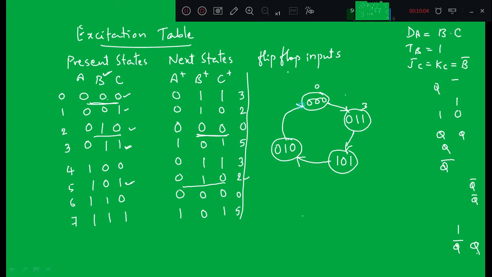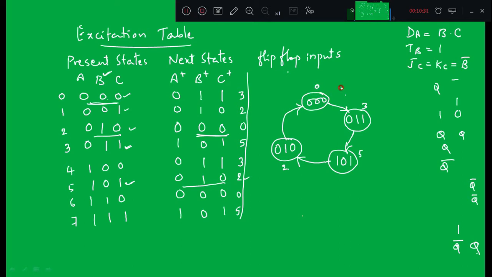It is already there in the state diagram. We just represent it using arrow. That means we have only 4 valid states: 0, 3, 5 and 2. Right? So 0, 3, 5 and 2. I have drawn only 4 states in the state diagram. The other 4 states are called invalid states. Right? So which are those invalid states? 2, 1.